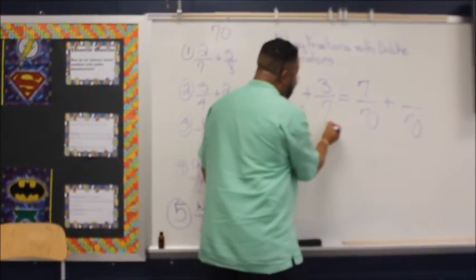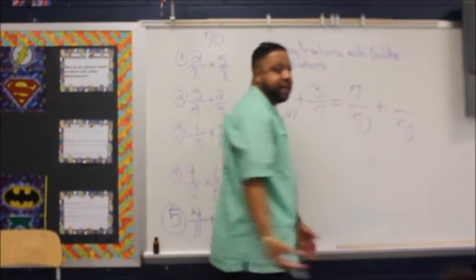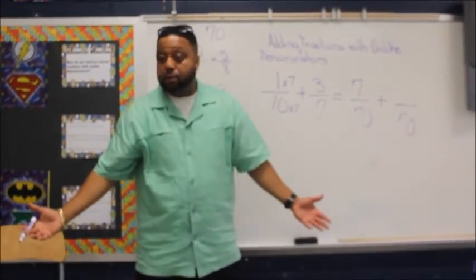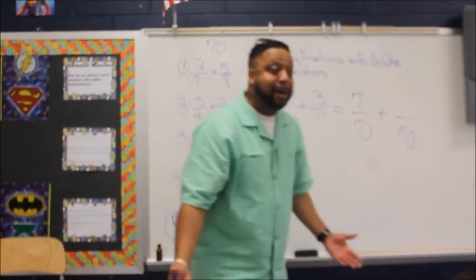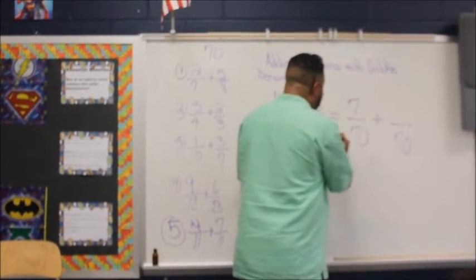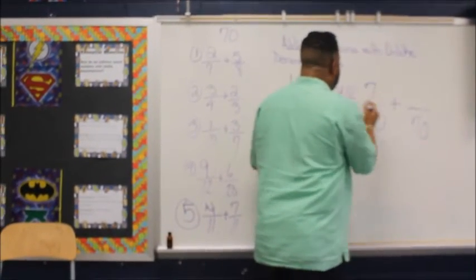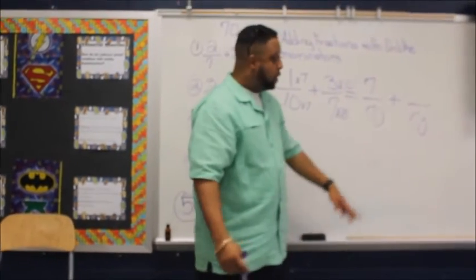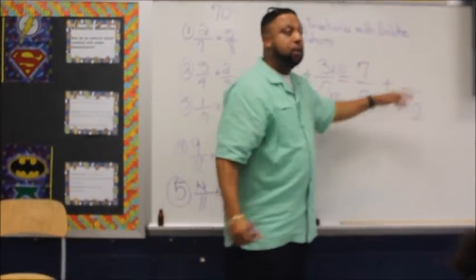Okay. How can I change a 7 to a 70? Multiply by what? 10. Very good. But if I do it for the bottom, you have to do it for the top. And what is 3 times 10? 30. Do I place it right here? Yes, I do.